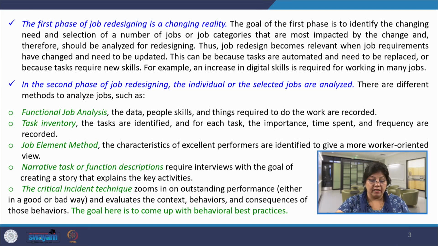The other is the job element method. The characteristics of excellent performance are identified to give a more worker oriented view.